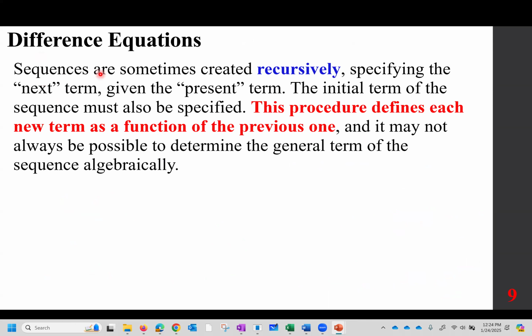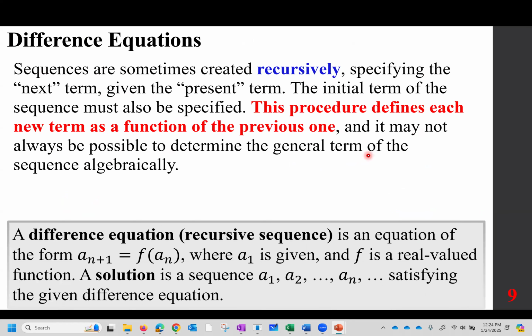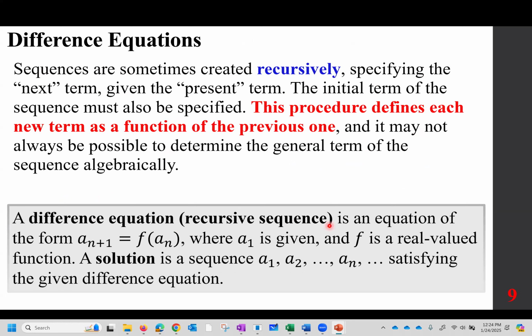Difference equations. Sequences are sometimes created recursively, specifying the next term given the present term. The initial term of the sequence must also be specified. This procedure defines each new term as a function of the previous one, and it may not always be possible to determine the general term of the sequence algebraically. We've already mentioned that. A difference equation or recursive sequence is an equation of the form a sub n plus 1 equals f of a sub n, where a sub 1 is given and f is a real valued function.